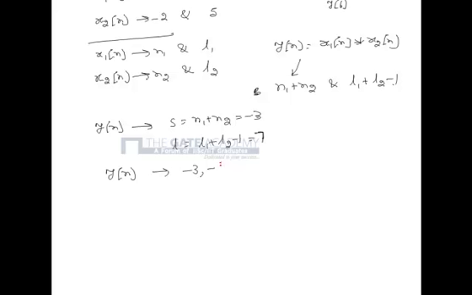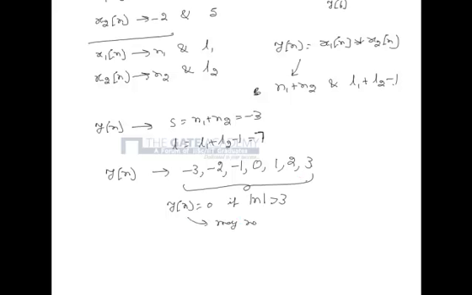at the instants minus 3, minus 2, minus 1, 0, 1, 2, 3. Outside these instants, we are definitely sure that y of n is equal to 0 if mod n is greater than 3. Inside this range, y of n may not be 0. It depends on the values of x1 of n and x2 of n.